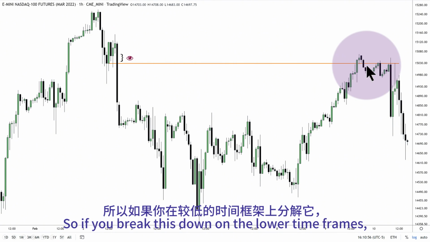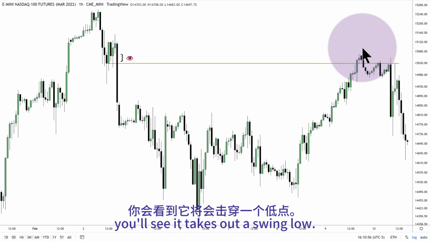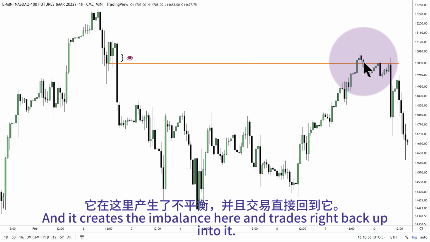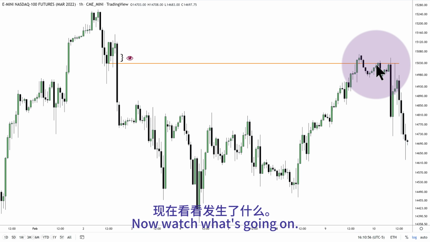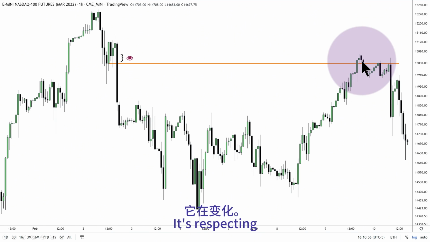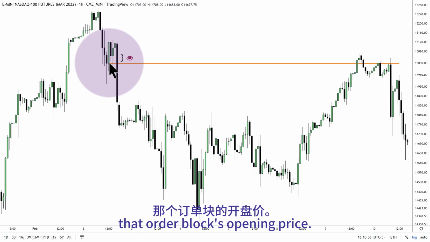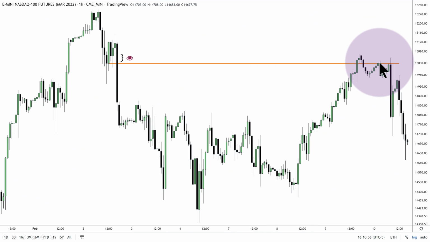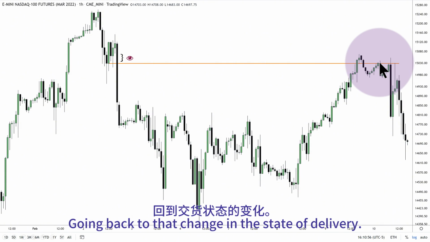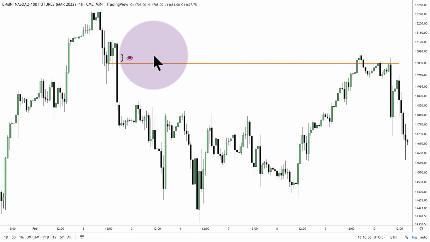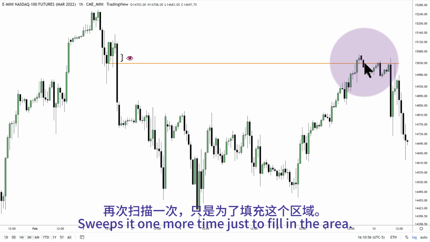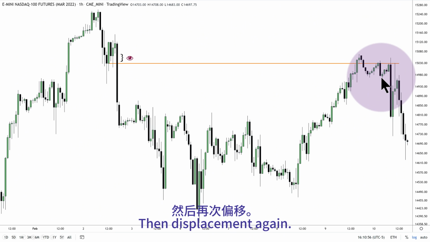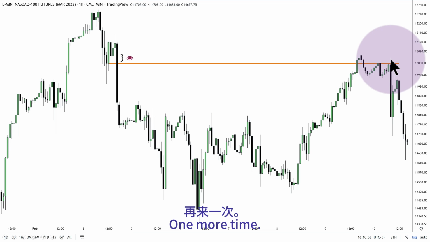So if you break this down on the lower time frames, you'll see it takes out a swing low and it creates the imbalance here and trades right back up into it. Now watch what's going on. Look at the bodies. It's respecting that order block's opening price. This is what the algorithm's doing. It's remembering, going back to that change in the state of delivery. There. Sweeps it one more time just to fill in the area. Then displacement again. One more time, rallies up.